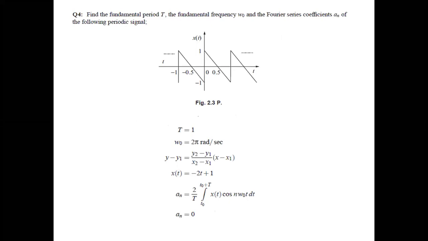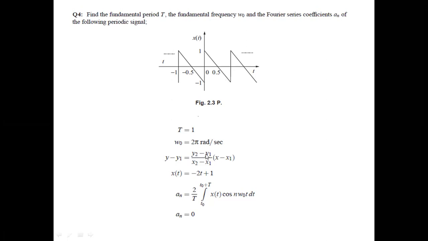Find the fundamental period T, the fundamental frequency omega naught, and the Fourier series coefficients an and bn of the following periodic signals. These are Fourier series, my dear students. Okay. Always in the external examination, they give only the graphical representation. You have to find out whether it is a Fourier series or the Fourier transform. How is it? Simply you have to find out the fundamental period they are asking. You can find the slope.